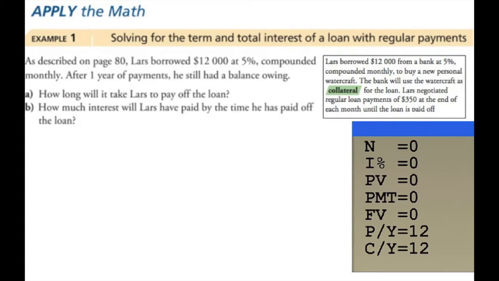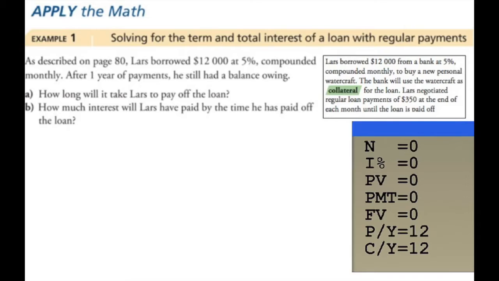So in this example, we have Lars taking out a $12,000 loan at 5% compounded monthly. After a year of payments, he still had a balance owing, so obviously this loan was for longer than 1 year. We want to know two things: how long it will take him to pay off the loan and how much interest he will have paid.